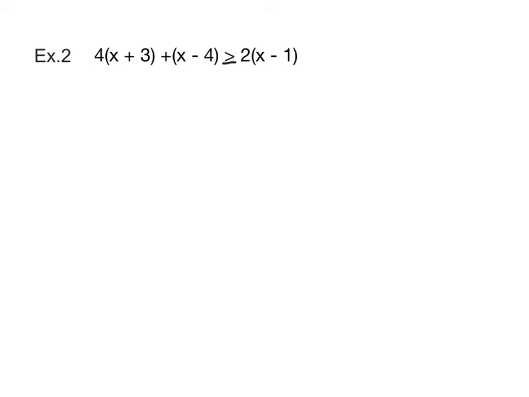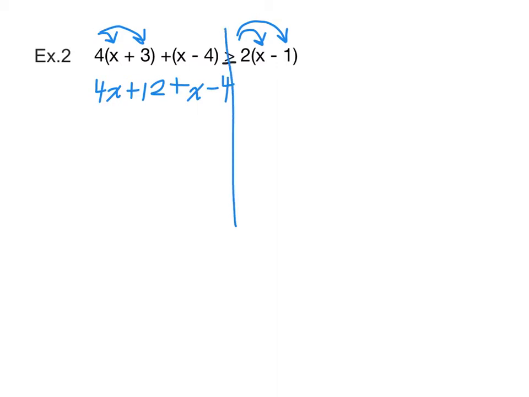Now, getting a little bit more complex, just a larger inequality. For this one, we're going to have to do some distributing to get started. I'm going to have to distribute the 4, and on the right-hand side, distribute the 2. So 4x plus 12 plus x minus 4 is greater than or equal to 2x minus 2.